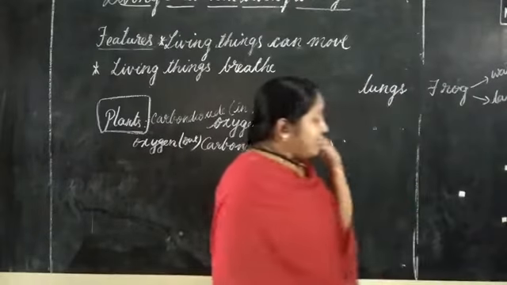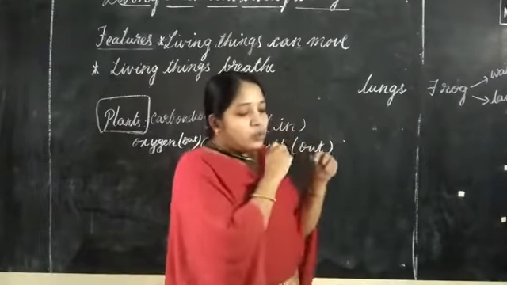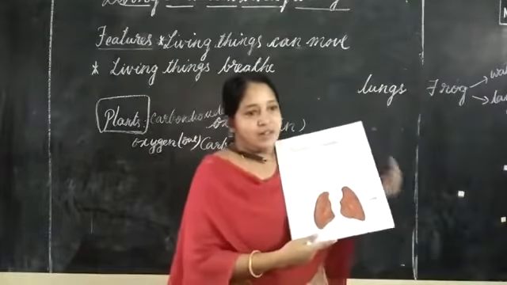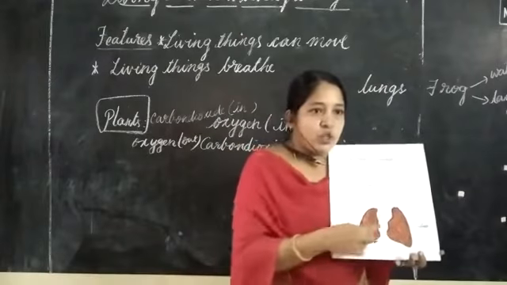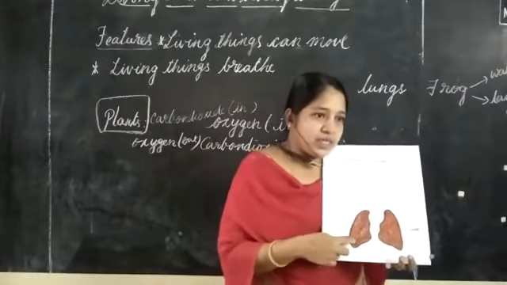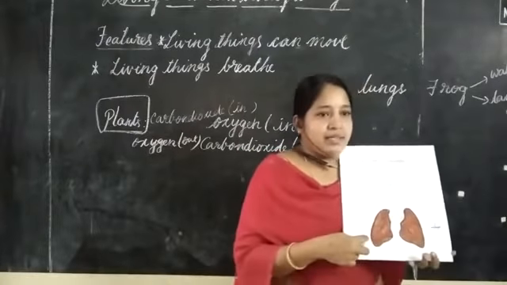So I already said that most of the animals living on the land, they breathe through lungs. So this is the picture of human lungs, children. These are the lungs through which we can breathe. We breathe in air, that is oxygen, and we breathe out carbon dioxide through these lungs.